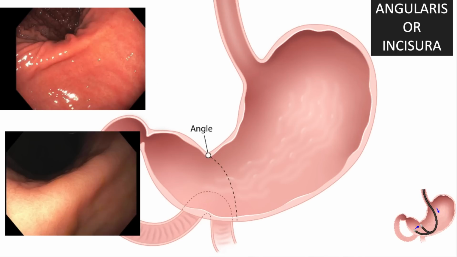Another anatomic feature of the stomach is called the angularis, or incisura. You can often see ulcers, both benign and malignant, at the incisura, so it is important to examine it. It's a part of the lesser curvature, and it's seen when you start retroflexing to look at the cardia and fundus. If you start retroflexing in the antrum, this should be the first part of your retroflex views.